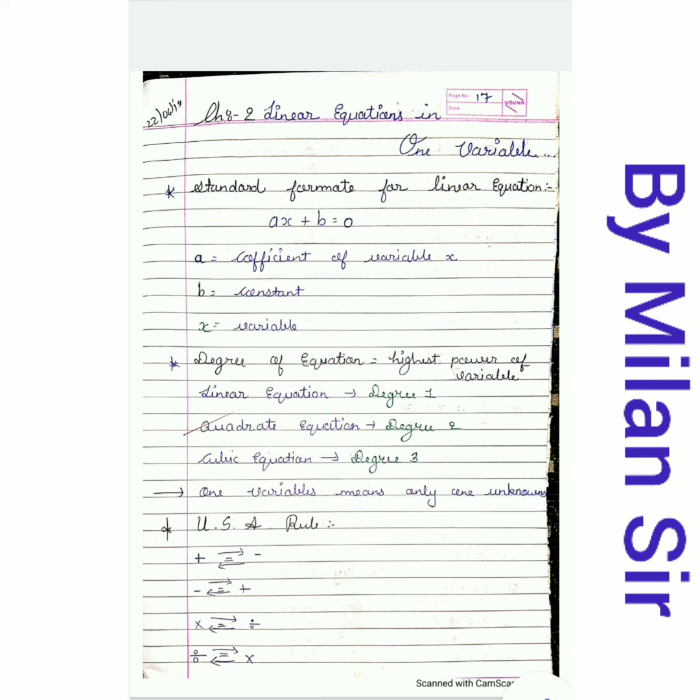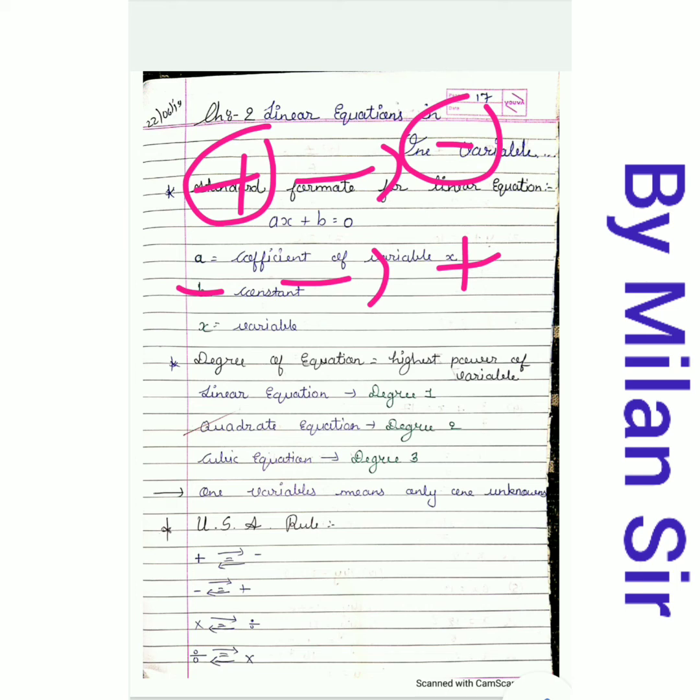Why do I give the USA rule? Because in the USA most of the rules are different than in India, right? That means in India we work on the left hand side, but in the USA we need to work on the right hand side. That's why plus becomes minus, and minus becomes plus.